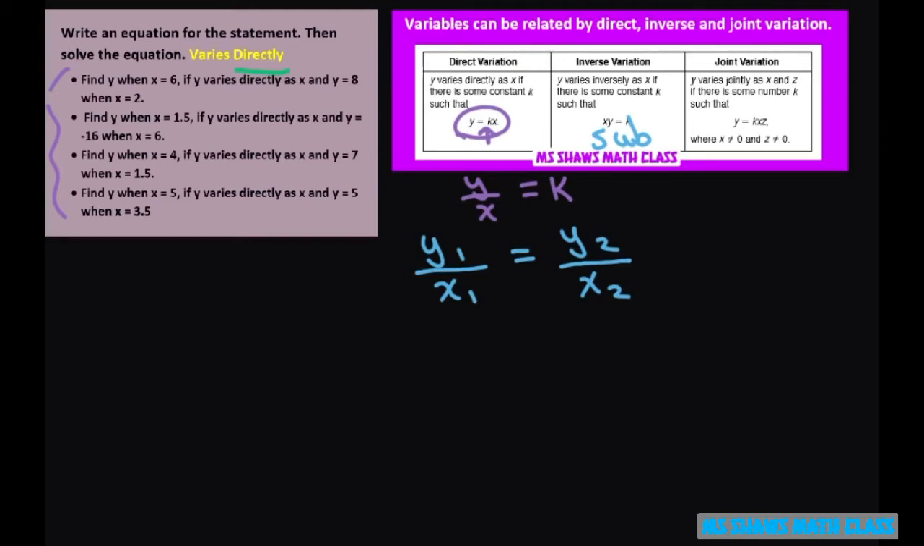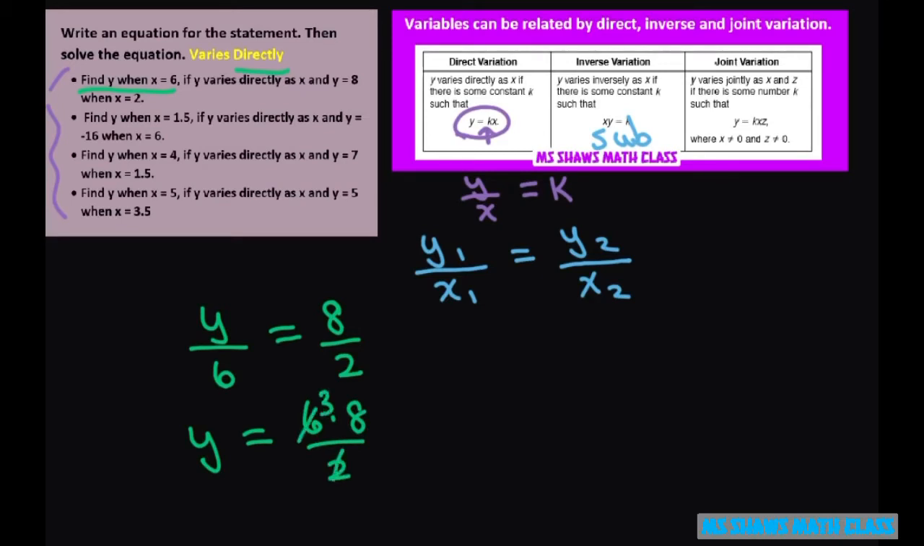So basically for the first one, you're saying y is to 6 as 8 is to 2. And then you cross multiply. So you get y equals 6 times 8 divided by 2. And I like to do it without a calculator. So 3 times 8 is 24.